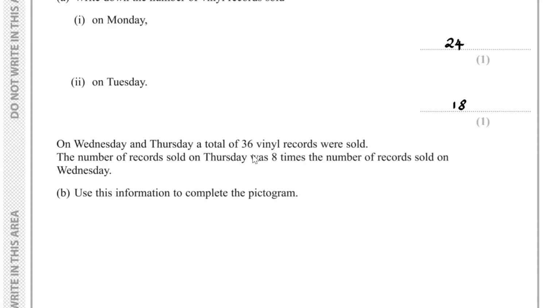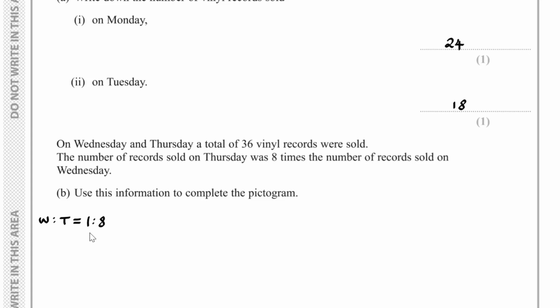On Wednesday and Thursday, a total of 36 vinyl records were sold. The number of records sold on Thursday was 8 times the number of records sold on Wednesday. We have to use this information to complete the pictogram. Well, over here, if the number of records sold on Thursday was 8 times the number sold on Wednesday, the ratio of the vinyl sold on Wednesday to Thursday is going to equal 1 to 8.